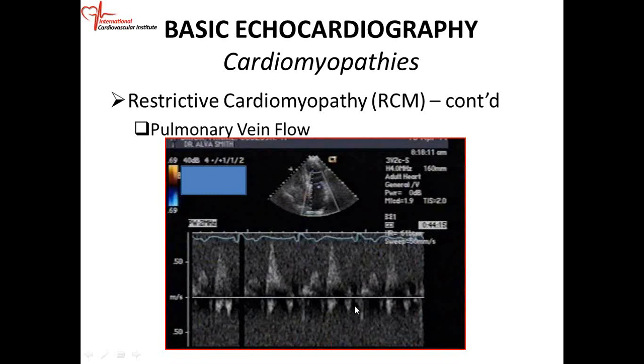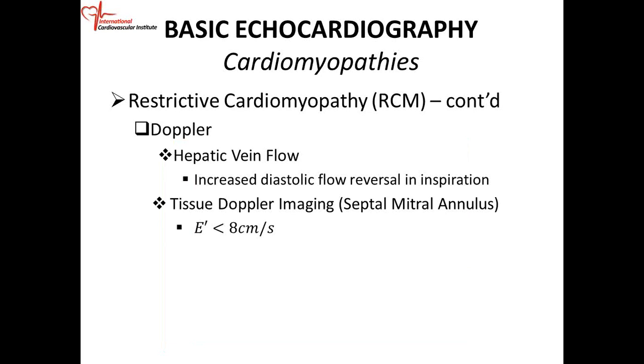So what we're saying is if you have restrictive physiology, the duration of the atrial flow reversal and the velocity is going to be increased. All right. What about the hepatic vein flow? So you're going to get an increased diastolic flow reversal in inspiration. Okay? Increase in diastolic flow reversal in inspiration.